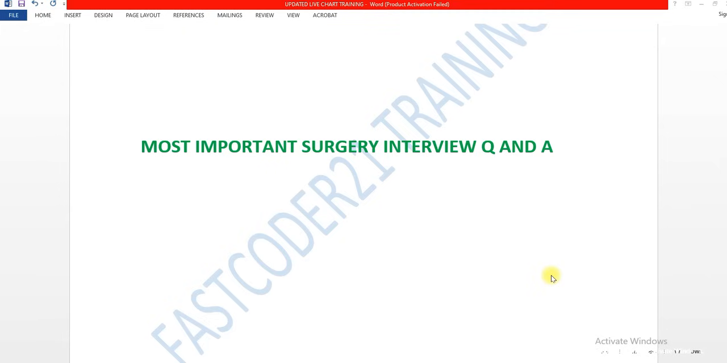Next, how many types of modifiers do we have? Overall, two types: CPT level 1 modifiers, which are alphanumeric and numeric, and HCPCS level 2 modifiers. Okay, so we have learned all these things.